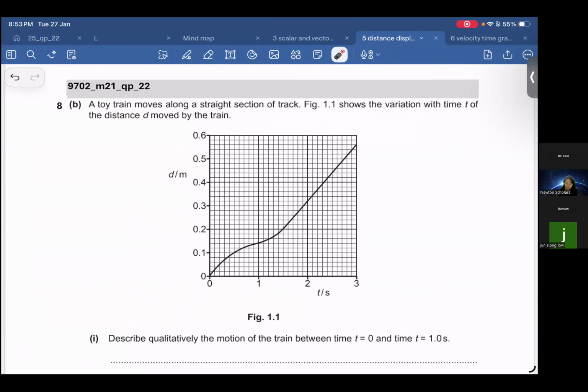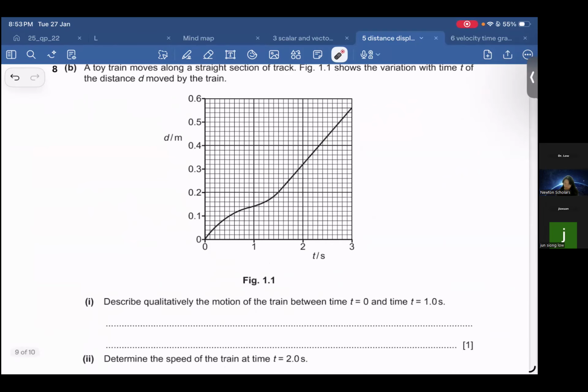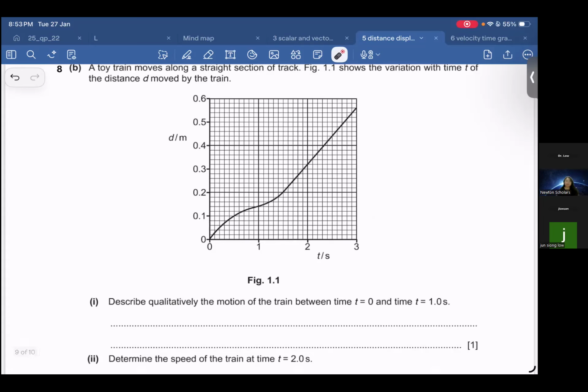Now we go to your next page, page number 9. A toy train moves along a straight section of track. Figure 1.1 shows the variation with time t of the distance d moved by the train. Describe qualitatively the motion of the train between time 0 and 1 second. What is the motion from 0 to 1 second? You already learned how to interpret the graph. So can you tell me, from 0 to 1 second, what is the motion?